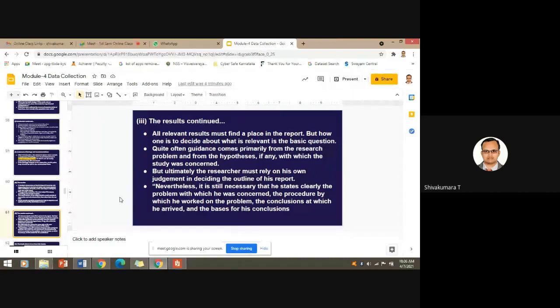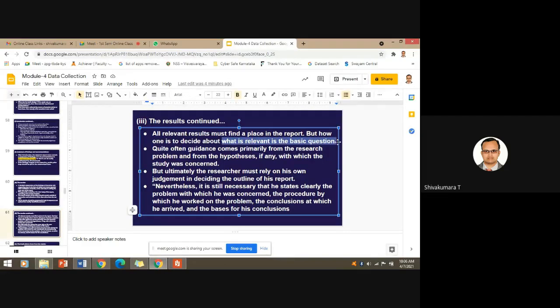All relevant results must find a place in the report, but how one is to decide what is relevant is the basic question. As a researcher, if you were to write every minute detail of your research work, it may end up as 500 pages.